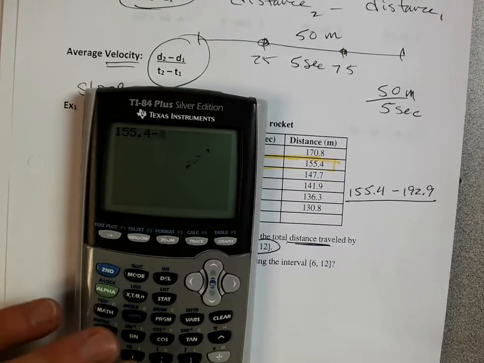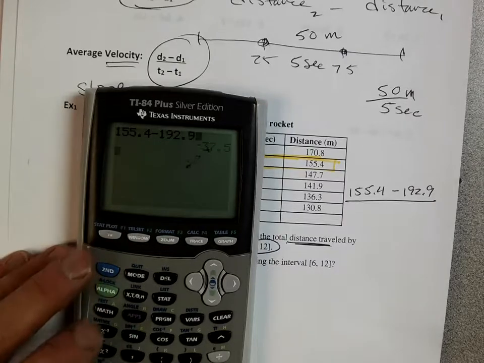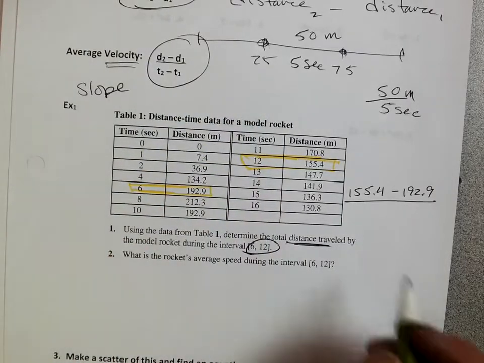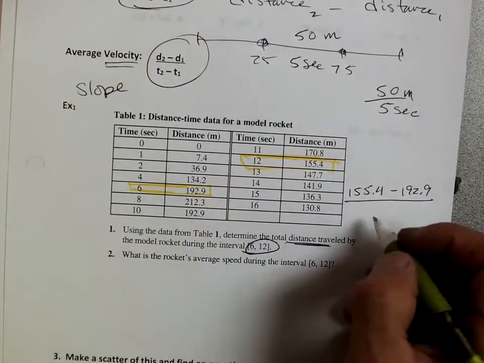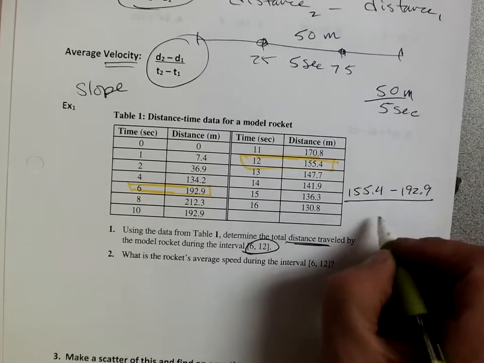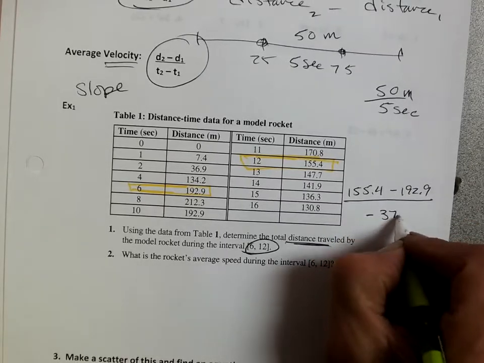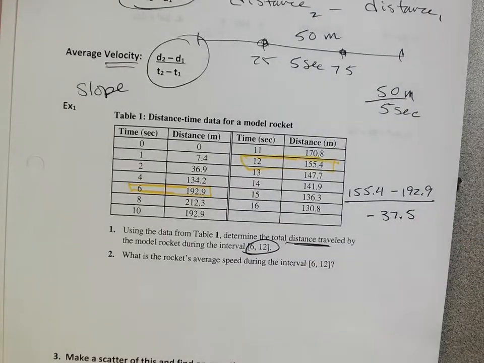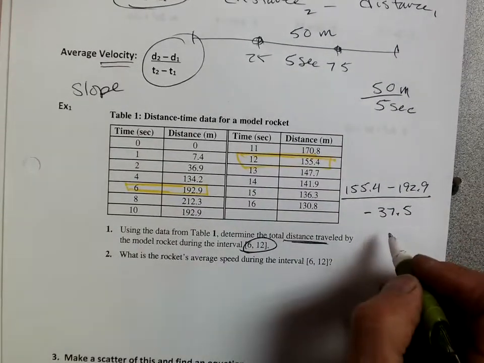155.4 subtract 192.9, and so yeah, it went negative 37.5. Okay, now that's feet, right? Or is that, no, that's meters.